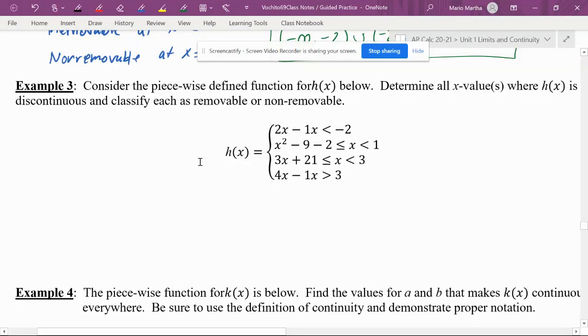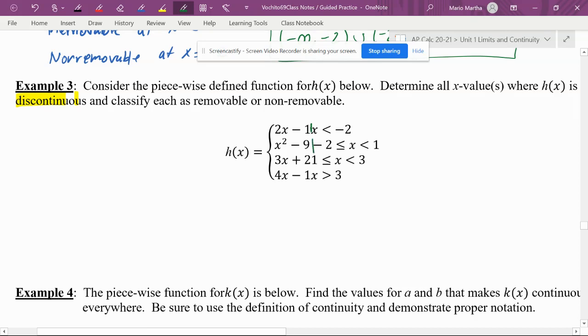Continuing with topic 1.10 and 1.13, consider the piecewise function for h of x below. Determine all x values where h of x is discontinuous and classify each as removable or non-removable. So again, this is a piecewise function like always, right? We want to make sure that we know where it's discontinuous. And since we have a piecewise function, usually this happens where we have the jumps.